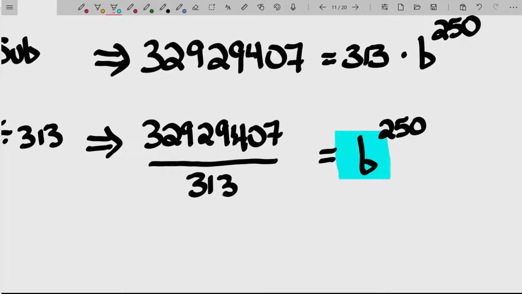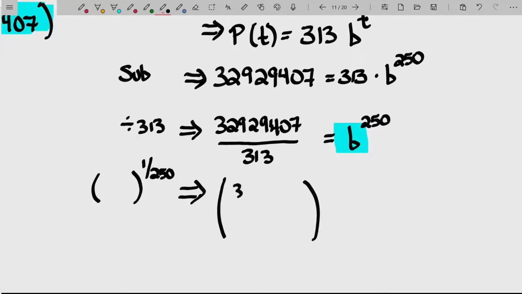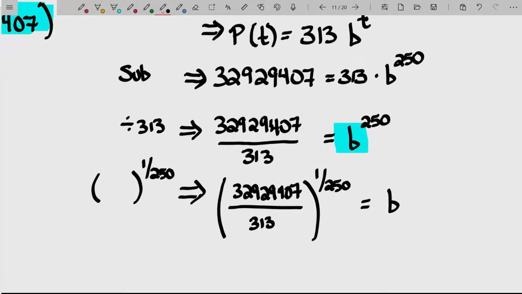You would just raise both sides to the 1 over 250th power. That's what I'm going to go ahead and do. And I'll mark it this way. I'll say this implies when we raise both sides to the 1 over 250th power that you get the left-hand side to the 1 over 250th power, just kind of sneak that in there real quickly, and equals the right-hand side. Of course, 250 divided by 250 is 1.